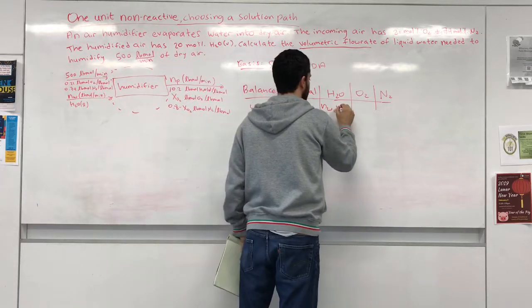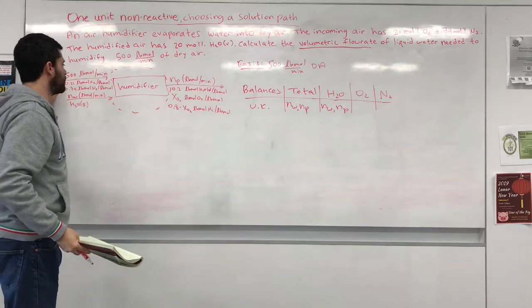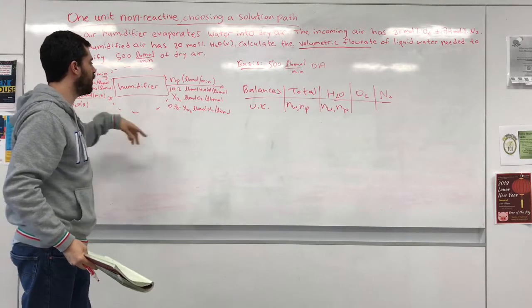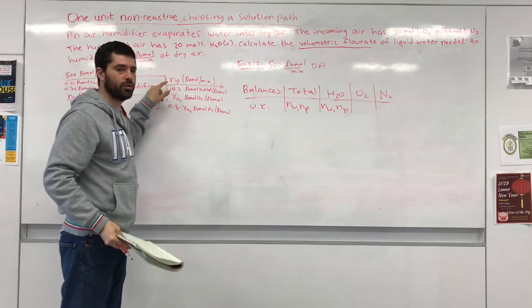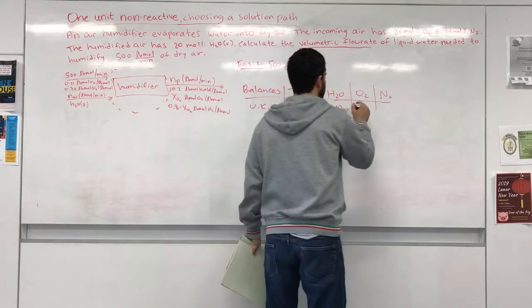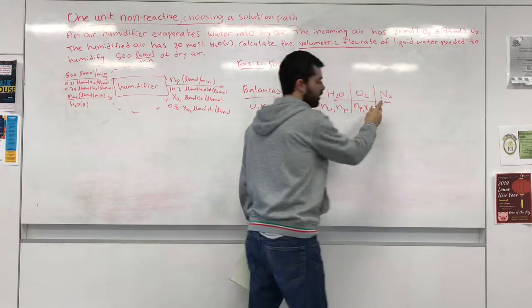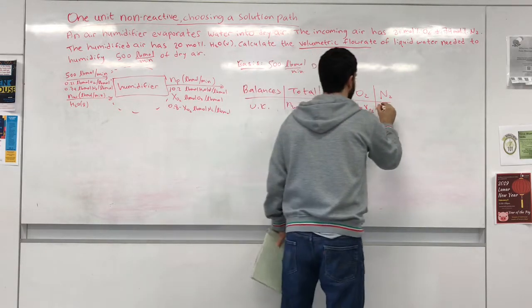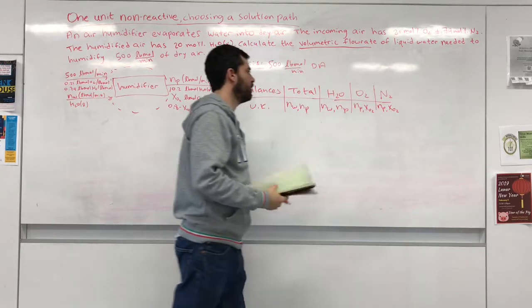So again, NP. And then we go to oxygen. We know everything about oxygen here. There's no oxygen coming in the water. And for oxygen here, we don't know the mass fraction and we don't know the total flow rate. So we have NP and XO2, and the same thing with nitrogen. So we have NP and XO2.